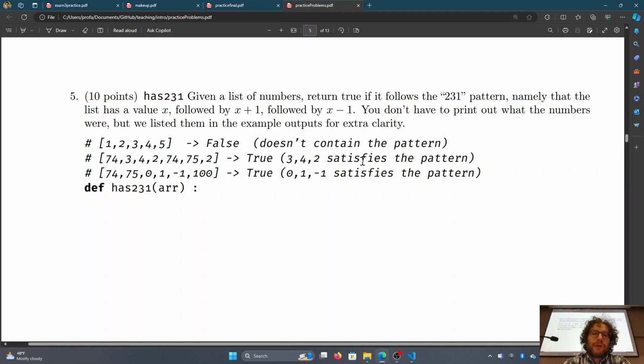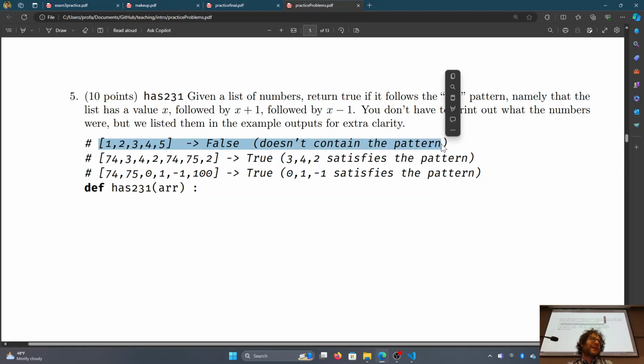So it's the 2, 3, 1 problem. I really haven't had a better name for this one, but the idea here is that you're given a list of numbers, and I want you to return true if it follows the 2, 3, 1 pattern. Namely, where we have a value x, then it's followed by x plus 1, which is then followed by x minus 1. So you don't have to print out what the numbers were, but we listed them in the example outputs for extra clarity.